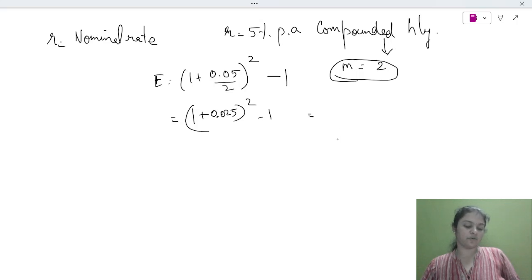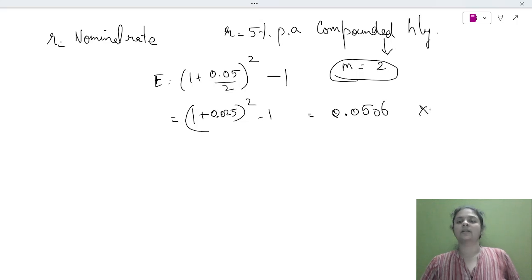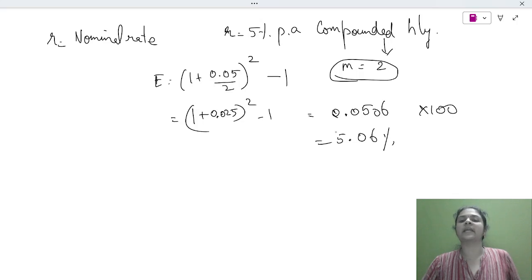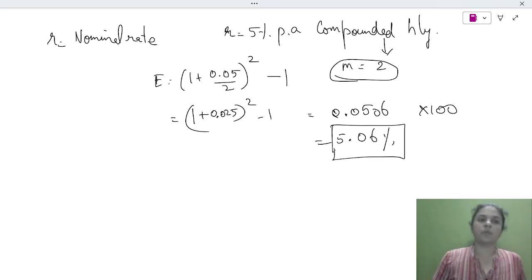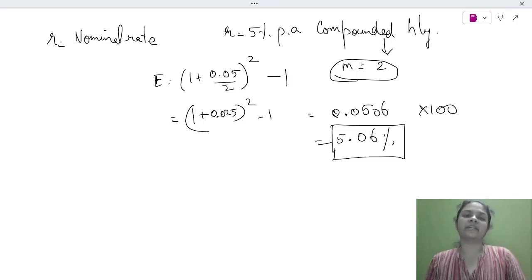Zero 0.0506. So the answer is 0.0506. Now if you multiply this by 100, you will get 5.06 percent. This is called the effective rate. Now what is the difference between nominal and effective rate?